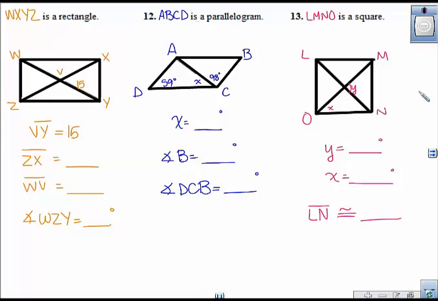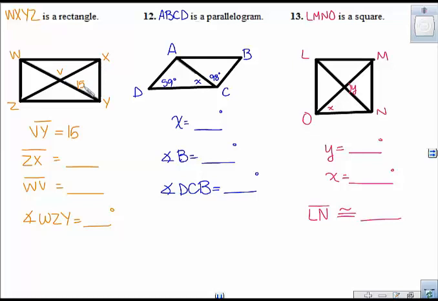Alright, now we're going to do a few examples practicing with rectangles, general parallelograms, and squares. Now here in the first example, they tell you that WXYZ is a rectangle. Point V is the intersection of the two diagonals, and they tell you that VY is 15. They want us to find XZ or ZX, so that is the length of this diagonal.